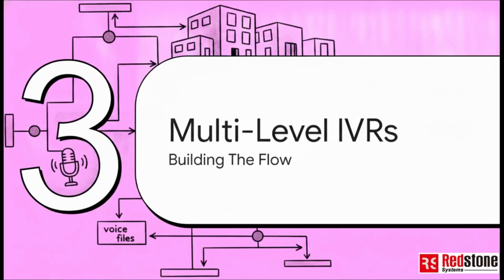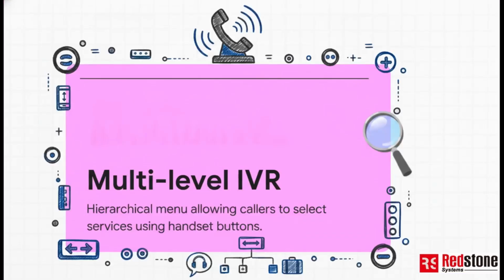All right, let's jump into phase 3, building multi-level IVRs. Let's quickly define what this actually is, right? A multi-level IVR, which stands for Interactive Voice Response, is basically a hierarchical menu system. It's like a giant flowchart for your callers. It allows inbound users to independently select the services they want just using their phone's keypad.